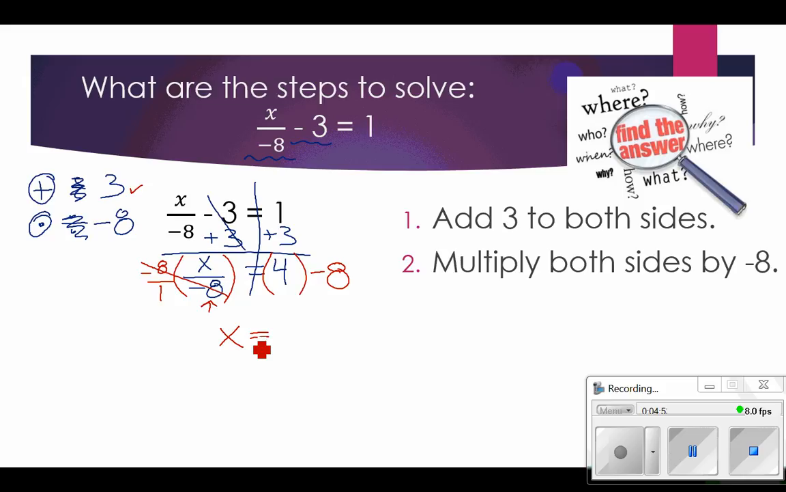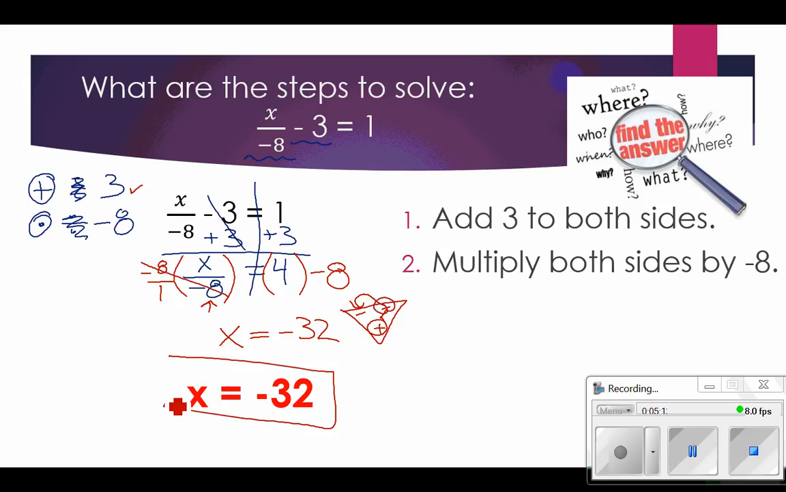Bring down the equals. 4 times negative 8. I'm going to make the Sleepy Man or Dorito Man. I have a positive times a negative, and that gives me a negative. 4 times 8 is 32. So my answer, x equals negative 32.